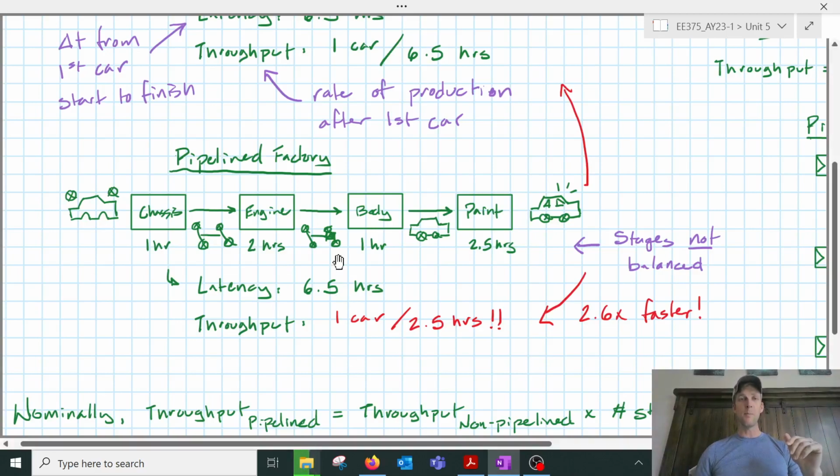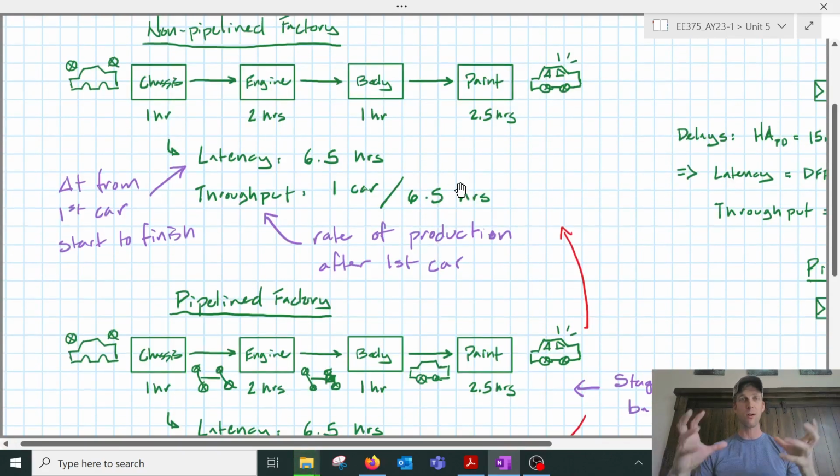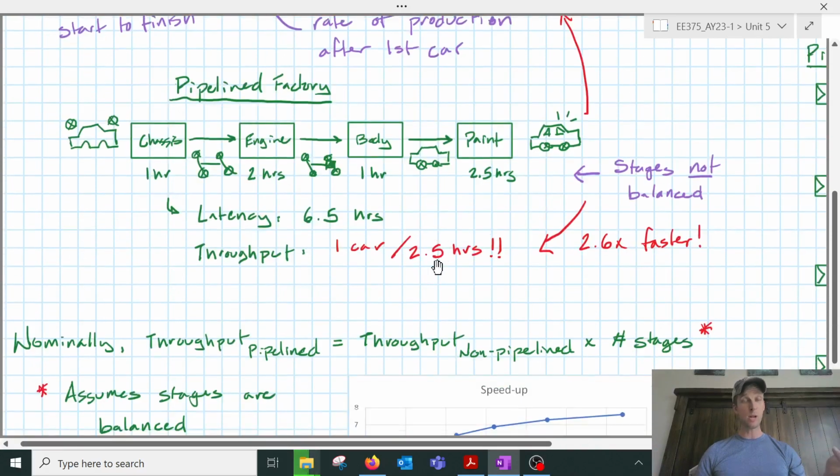But I get far higher production using the pipeline factory than I did with my non-pipeline factory because essentially I can take the longest time here. In this case, it takes the paint 2.5 hours to complete. Well, that means that every 2.5 hours I can move a car from one stage to the next. So every 2.5 hours, I have a new car coming out of my paint stage that is ready to be sold. So instead of having to wait 6.5 hours for every car, I only need to wait every 2.5 hours, at least once my pipeline is full.